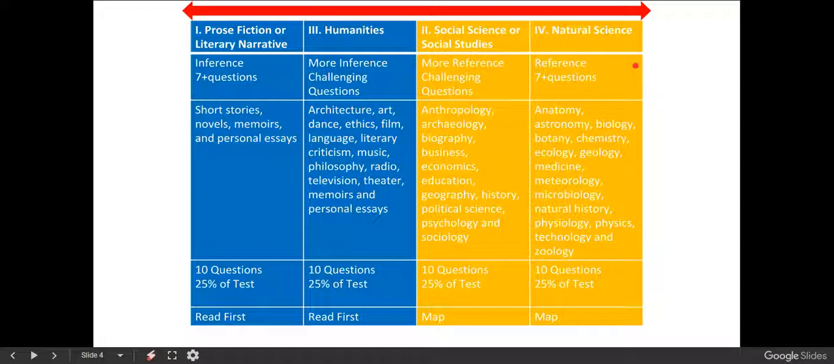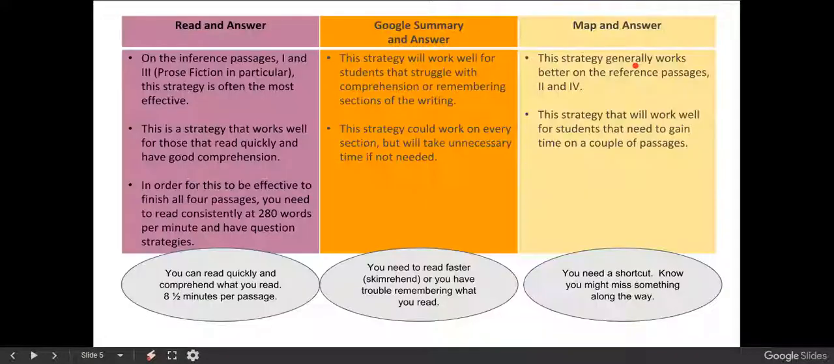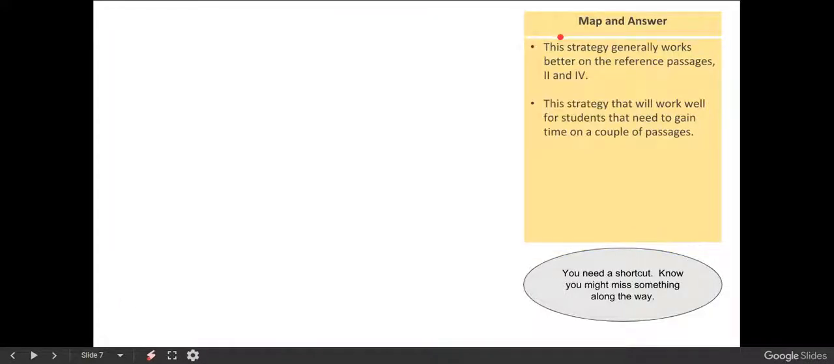There are more questions that are according to the passage type questions. Well, the natural science, the good thing is there's three strategies that work. Read and answer, of course. If you're fast enough to do a passage in 8.5 minutes and get the questions, by all means, read and answer. Google Summary is for those of you who are trying to read a little bit faster and you're going to miss a few things, or if you have trouble remembering what you just read, Google Summary is a good idea. And map and answer is a strategy that works pretty well for the science passages. We're going to talk about how to map and answer this passage.